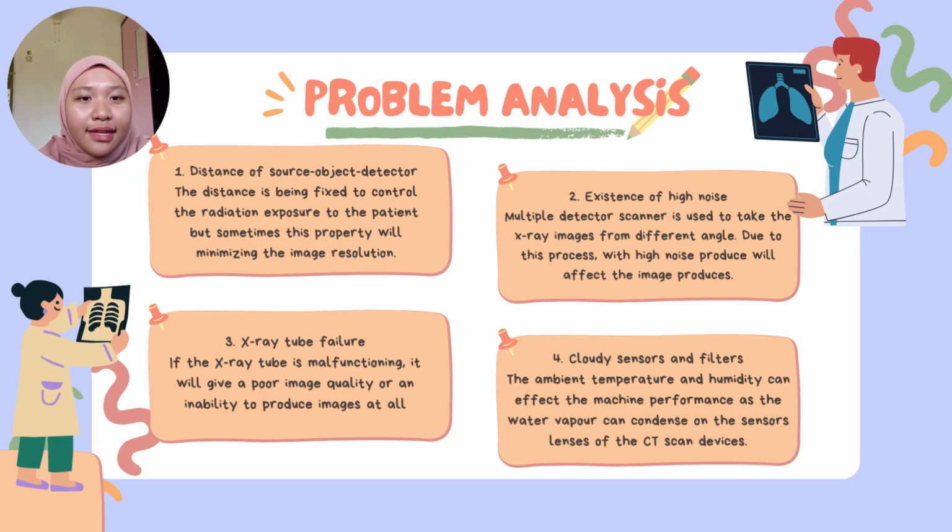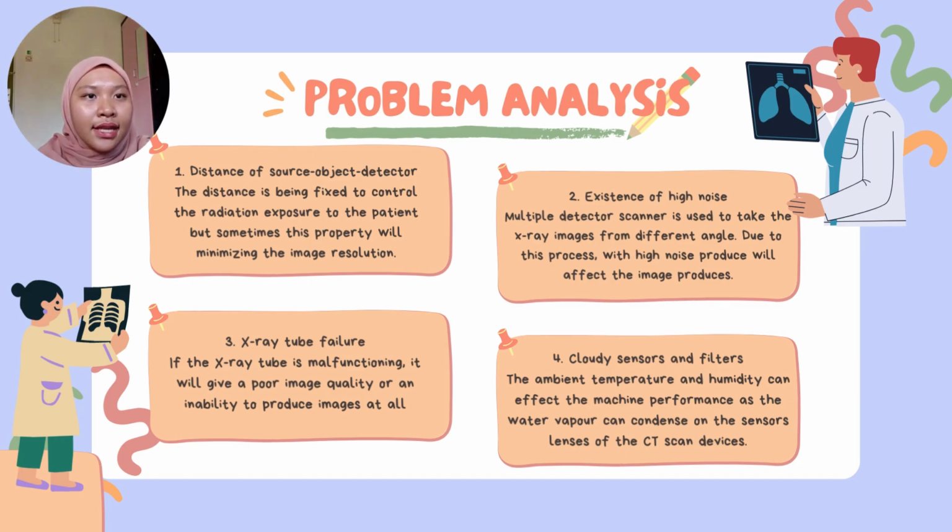The third one is X-ray tube failure. We all know that basically a CT scan uses X-ray radiation as a medium of exposure. So when an X-ray tube fails or malfunctions, it can result in poor image quality or an inability to produce an image. This usually occurs when there are issues in the vacuum seal within the tube or damage to the tube itself. Other factors that may cause this are the aging of the machine, wear and tear, and improper maintenance by the engineers.